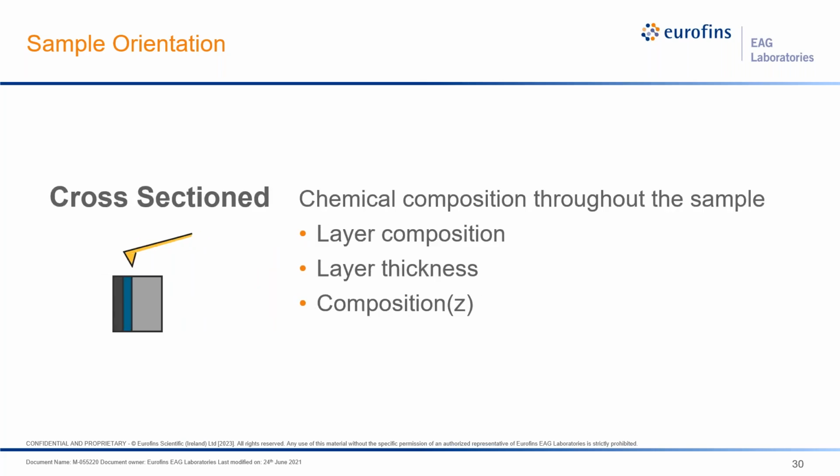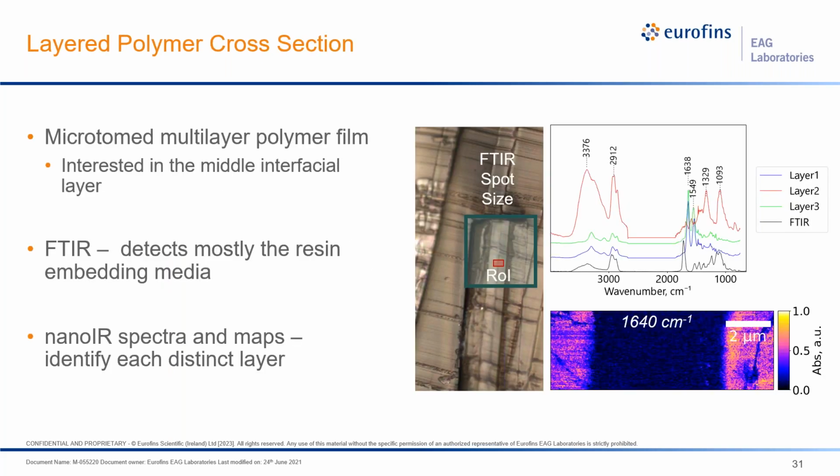So pivoting over briefly to looking at cross sections, in this case, we're again looking at the composition throughout the sample, so as a function of the depth or Z component. This is a microtomed multi-layered polymer film, and what we're interested in is this middle interface layer that's in this red box. And just for reference, if we were to analyze this with FTIR, this blue box shows the analytical spot size that we're working with.